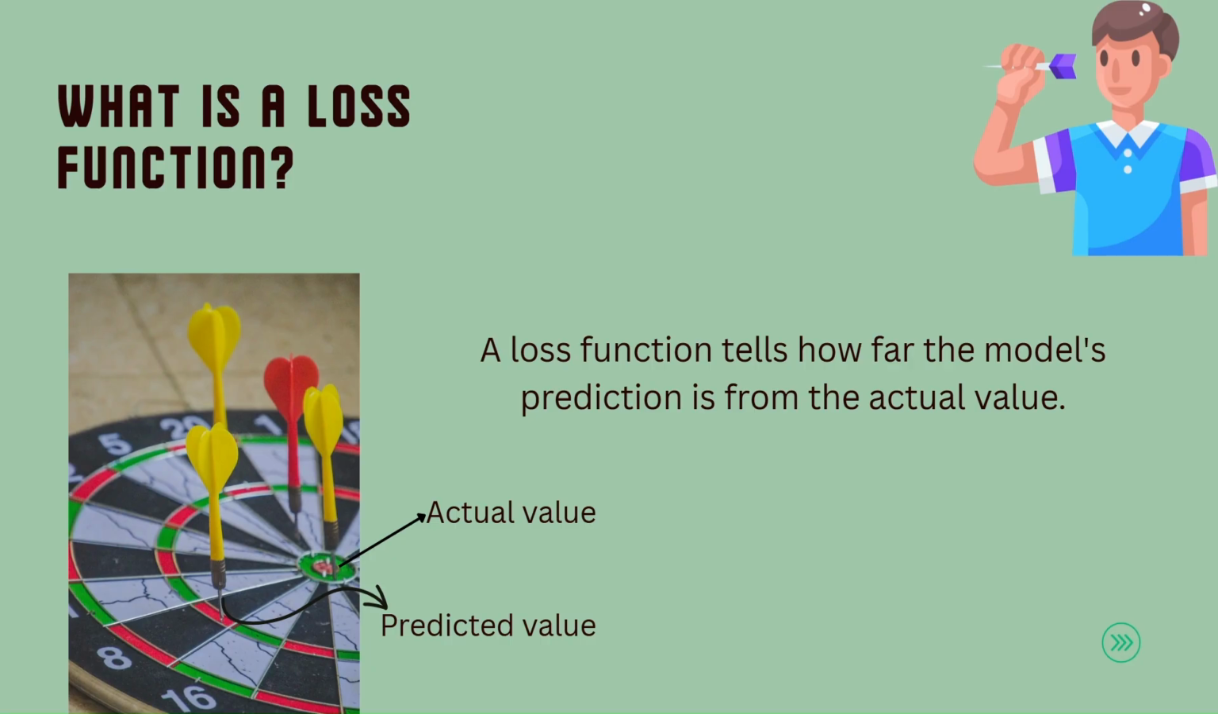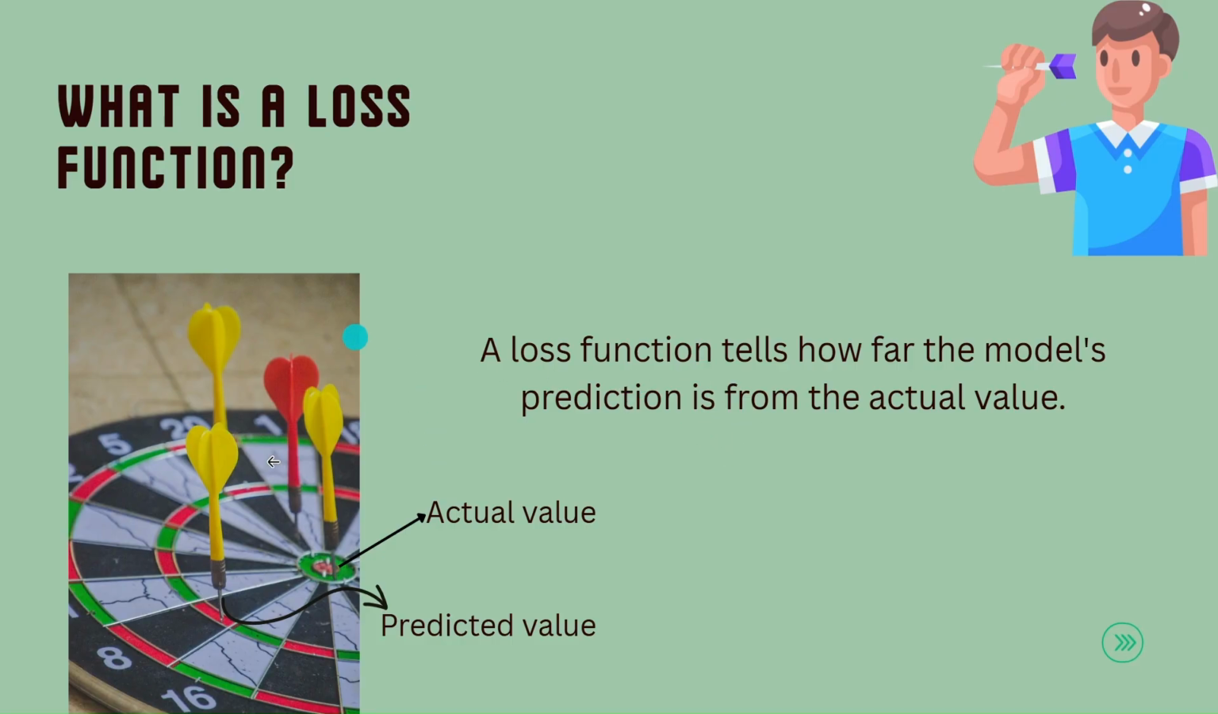first we'll know what is loss and what is function. Coming to the loss, it simply means a mistake or error, like how wrong a prediction is. Coming to the function, a function is just a formula or a rule that calculates something. So, a loss function is just a rule that tells us how wrong the model is, and it compares the actual and the predicted value and gives us a number.